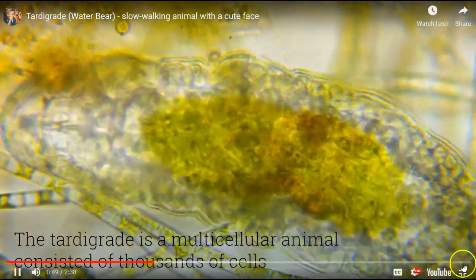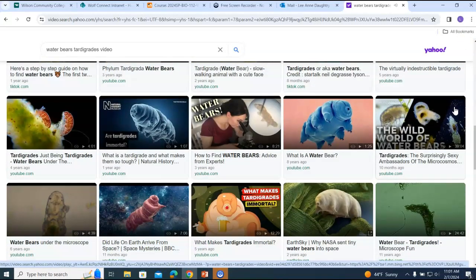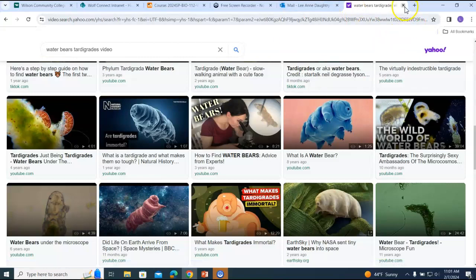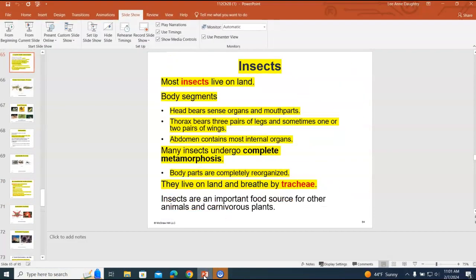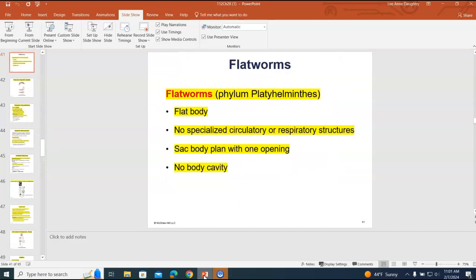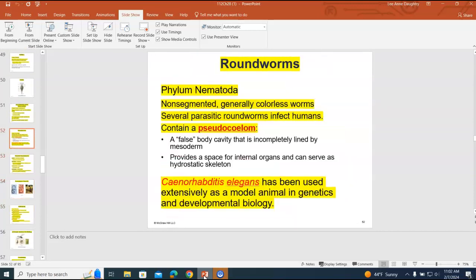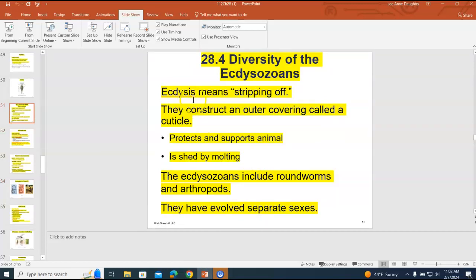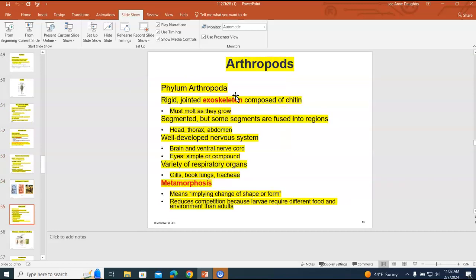Okay, I won't torture you, but the water bears go in with the ecdysozoans. I don't know if you remember, but the ecdysozoans, we'll go back to our notes. The ecdysozoans were the ones that shed their cuticle. And so they include the roundworms and the arthropods. Okay, so ecdysozoans would also include, in addition to the roundworms or phylum Nematoda and the phylum Arthropoda, the tardigrades. They're not in either of those phyla, but they would go in with the ecdysozoans.